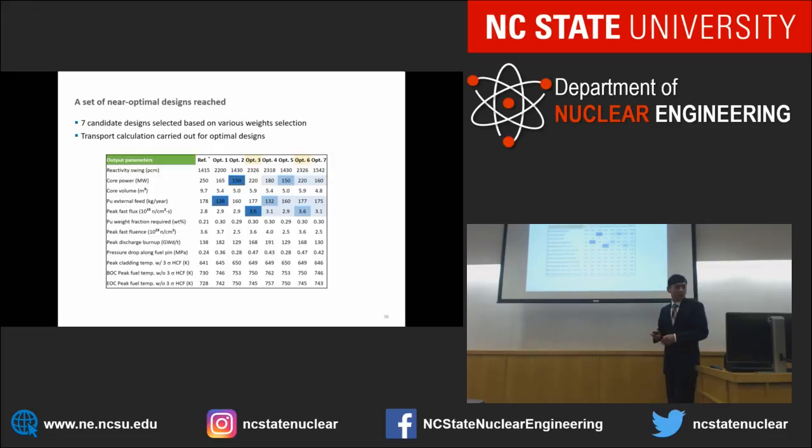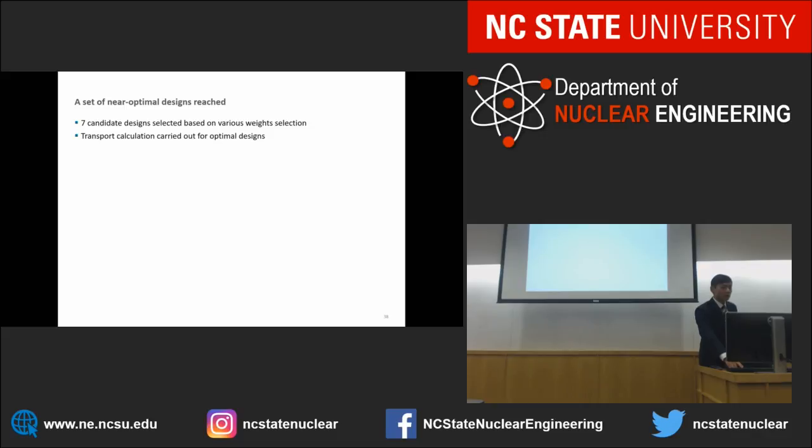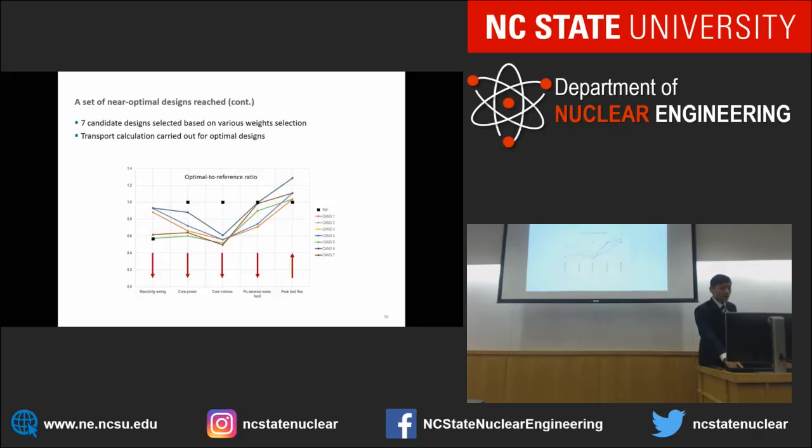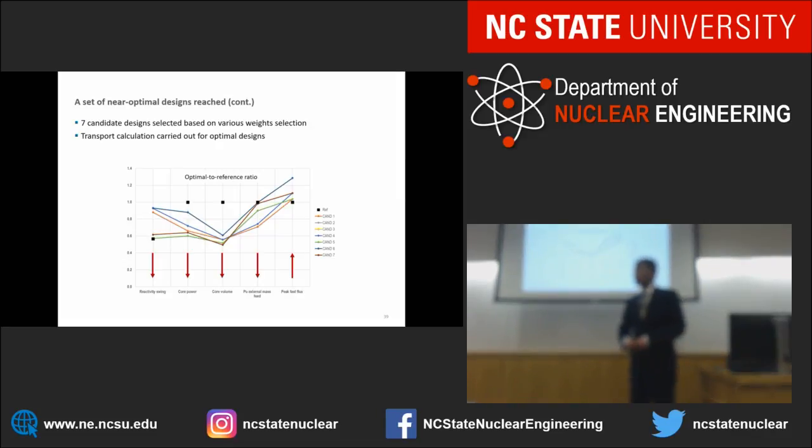Number 3 and number 6 are exactly the same design, even though different weights have been applied to number 3. It probably means peak fast flux is really difficult to maximize. So even when you apply different weights, you still end up with the same design. This is another way to look at the performance.